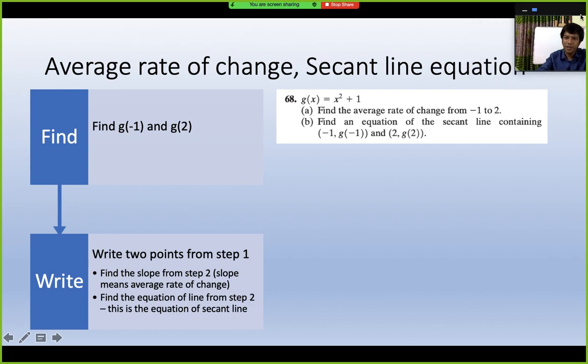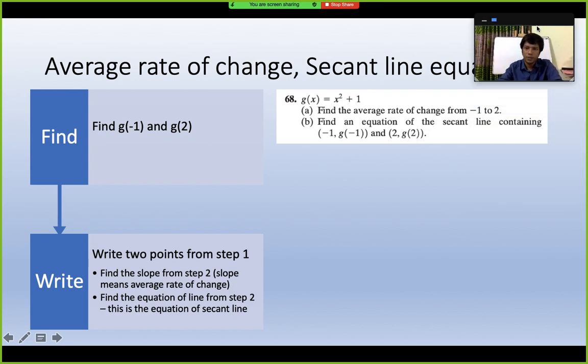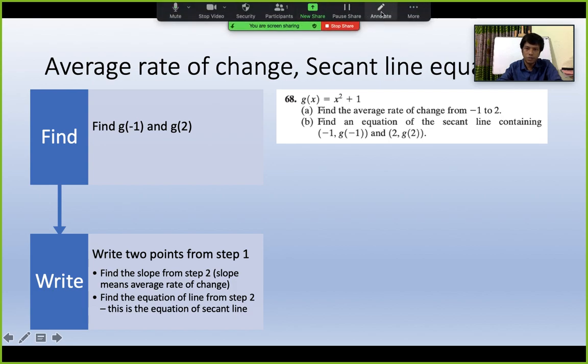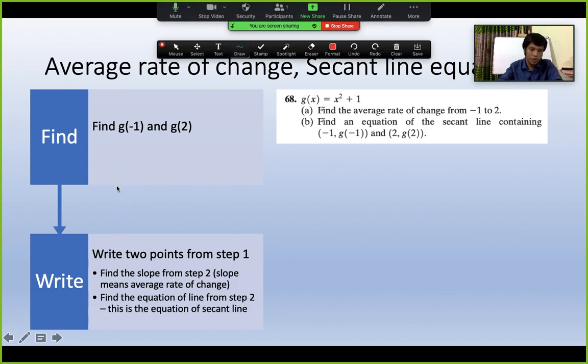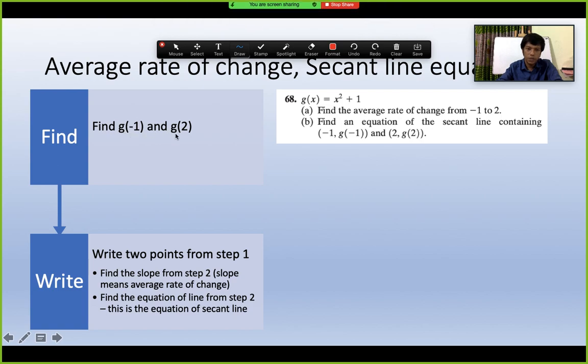How can we find it out? Let's try it. The steps we have written here: first find g of -1 and g of 2. Then we will write 2 points from step 1. This is step 1. We will find out 2 points from step 1. So let's find it out.